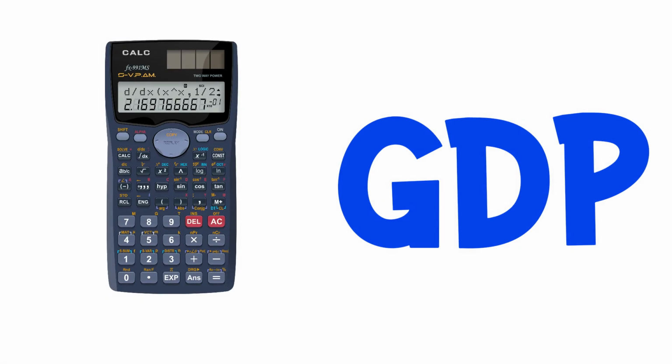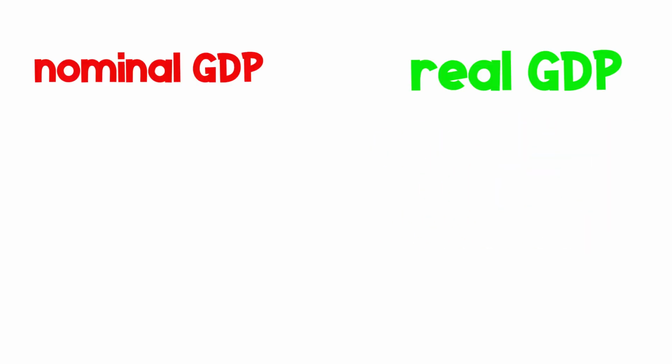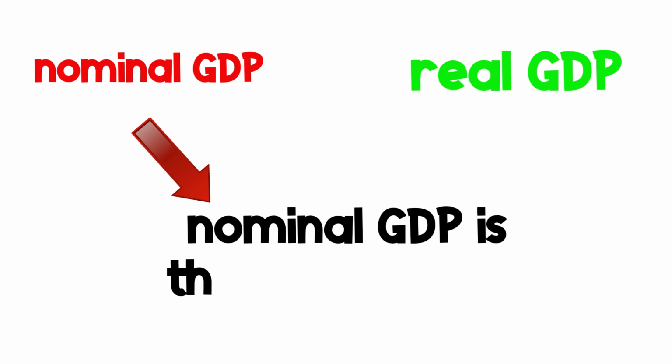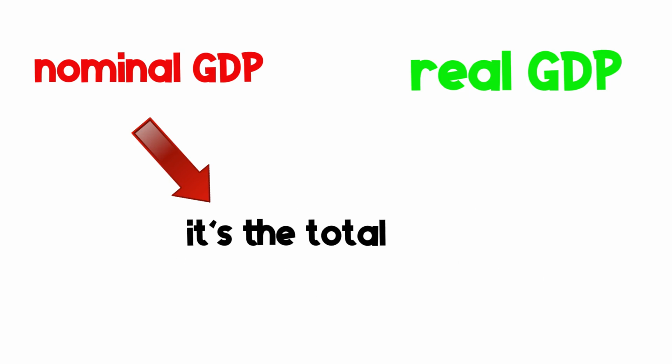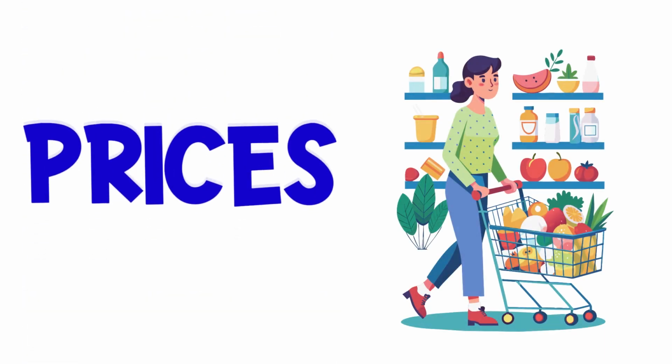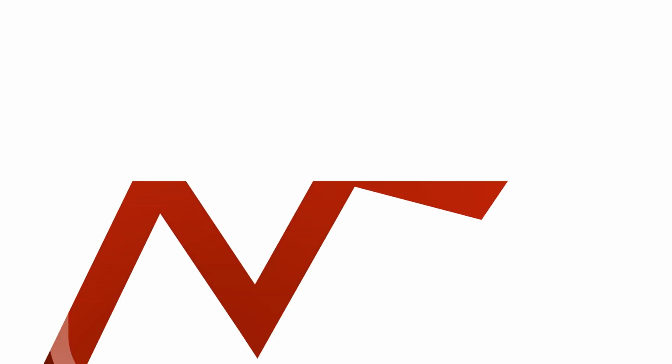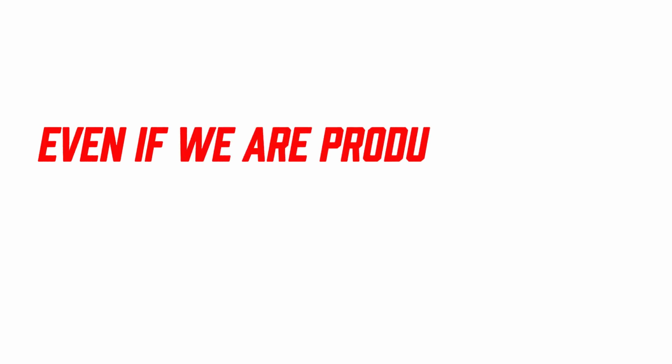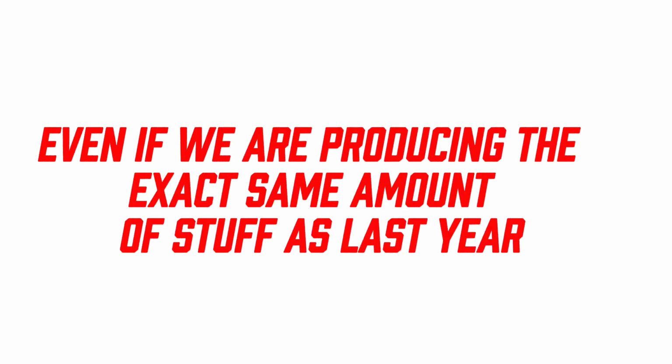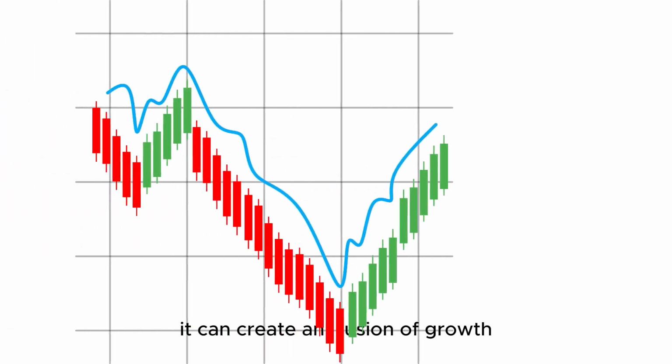Now that we know how GDP is calculated, we need to understand a critical distinction: the difference between nominal GDP and real GDP. Nominal GDP is the raw number. It's the total value of goods and services calculated using current market prices. The problem with this is that if prices rise due to inflation, nominal GDP will also rise, even if we are producing the exact same amount of stuff as last year. It can create an illusion of growth.